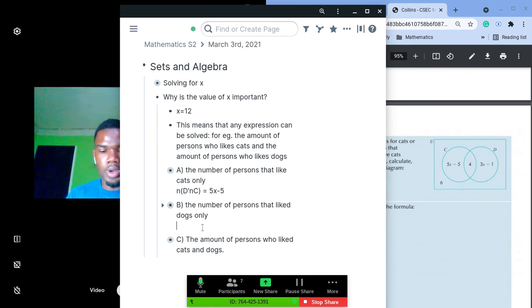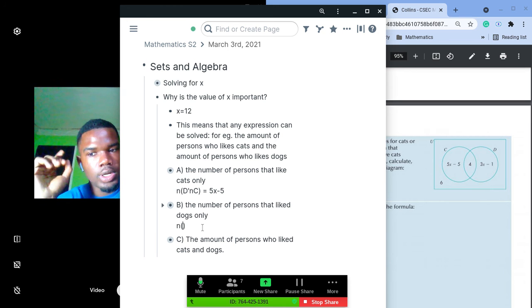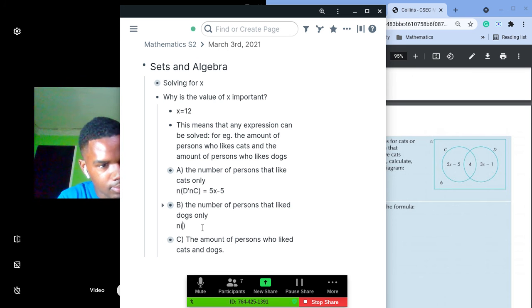What do you think? So we're going to start off with the number of. If I like dogs only, Yifeng, what would I only look at? What set would I remove if I'm only looking at dogs only? 5x minus 5. Right, so you would remove that set. What is that 5x minus 5 called? What is that set name?